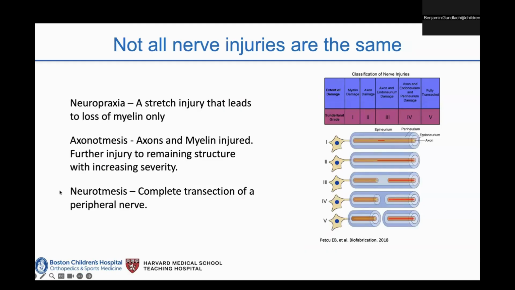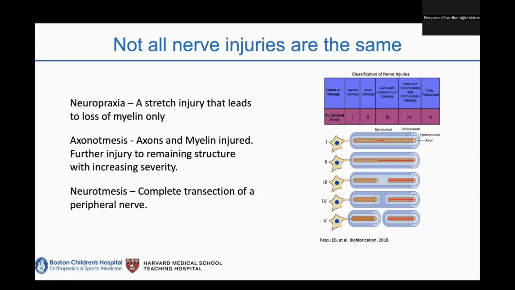As I mentioned, having an understanding of these structures is very valuable in allowing us to more accurately describe a peripheral nerve injury. And work that was done by Dr. Seddon and Sunderland can be seen here. In a broad sense, we have three large injury classifications. The neuropraxias are the stretch injuries that lead to a loss of myelin only, and all of the other structures that we just saw are left intact.